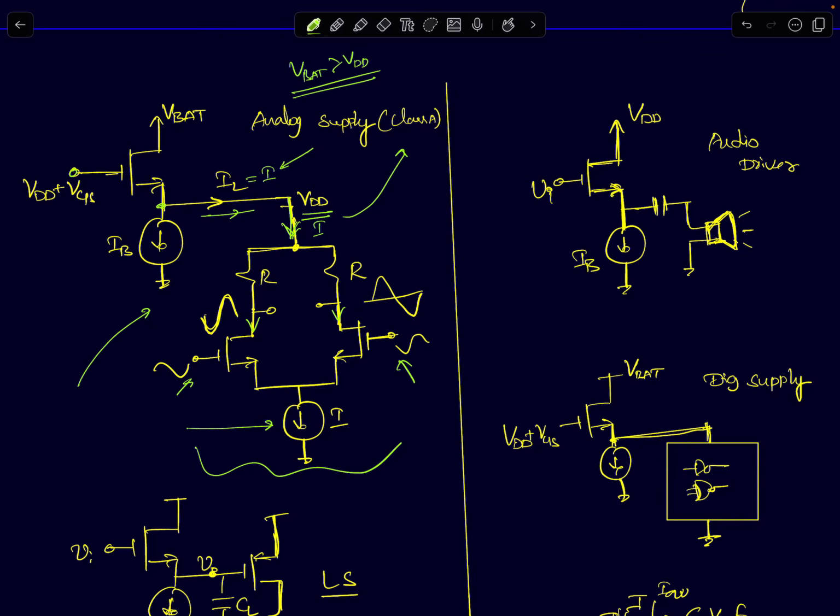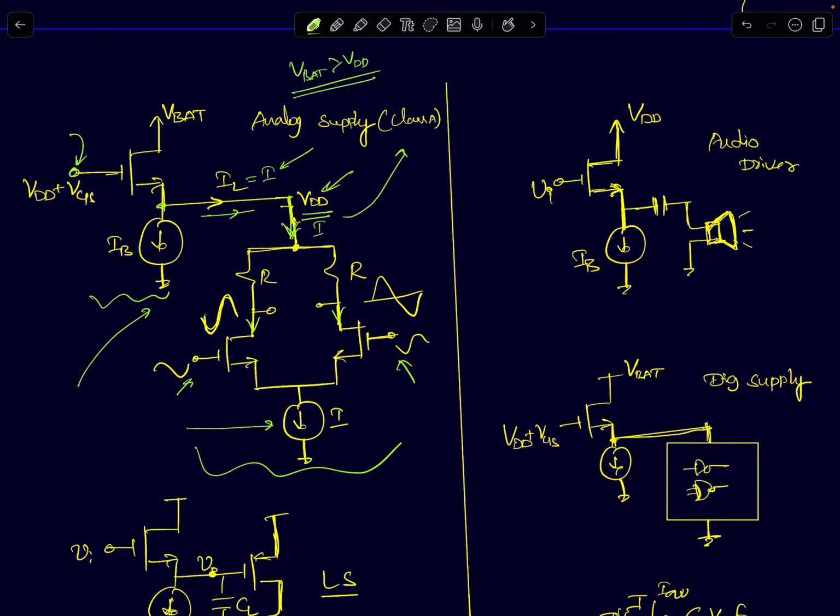So if I want to ensure that this node voltage is at VDD, then I have to ensure that the gate voltage is at VDD plus VGS. Now, how do I ensure that? The negative feedback ensures that; there are circuits to do that. Okay, so we're not going to go into details there. So this is one example of a source follower with a constant current source load.